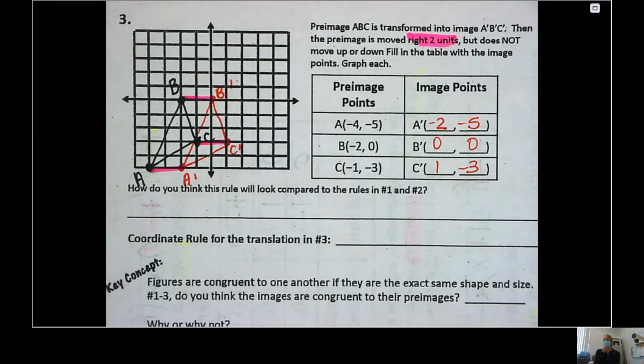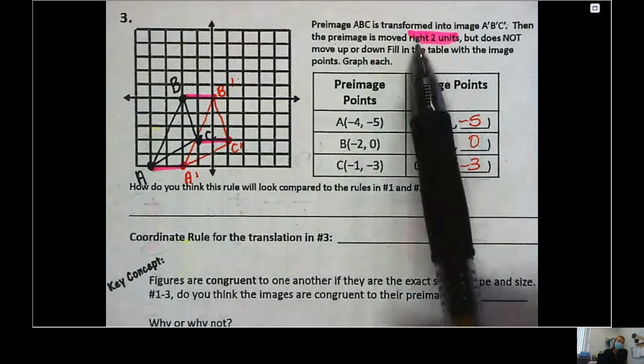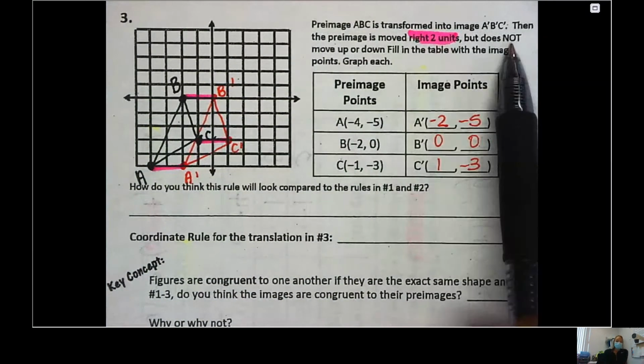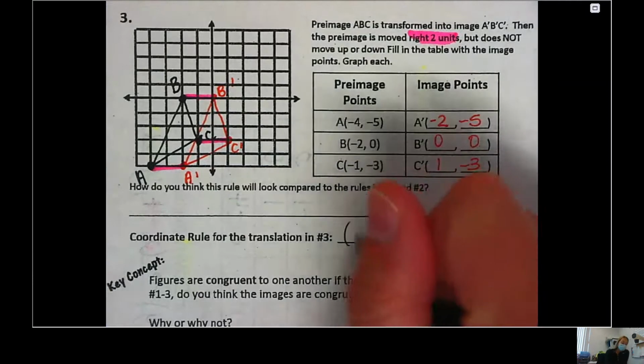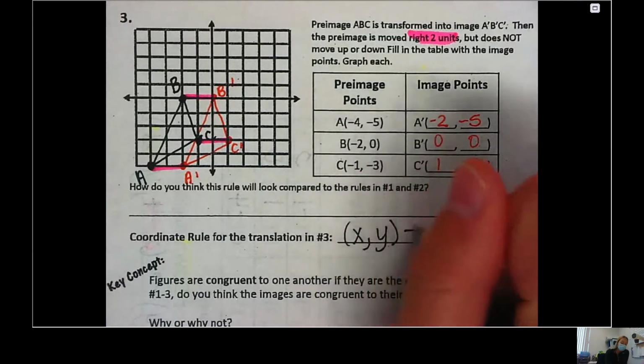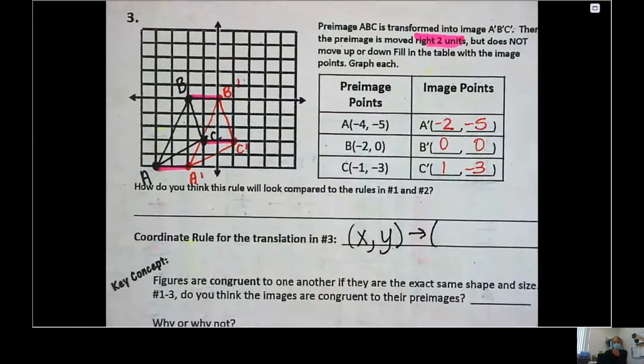How do you think this rule is going to be different than my other rules? So if you're not moving up or down, what number means you're not moving up or down? You're probably going to have a 0 in your rule this time around. So if I wanted to say that I go to the right 2, but I do not go up or down, how do I write that rule? What do you think? XY becomes what?